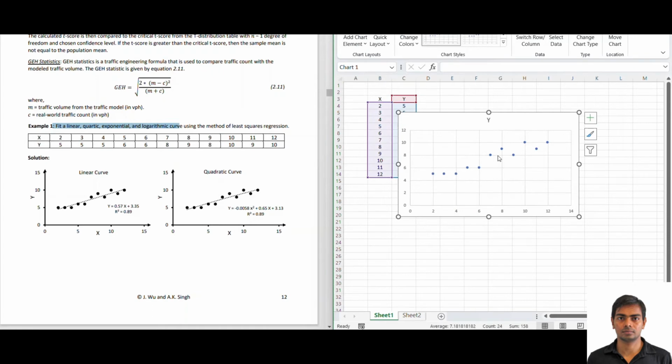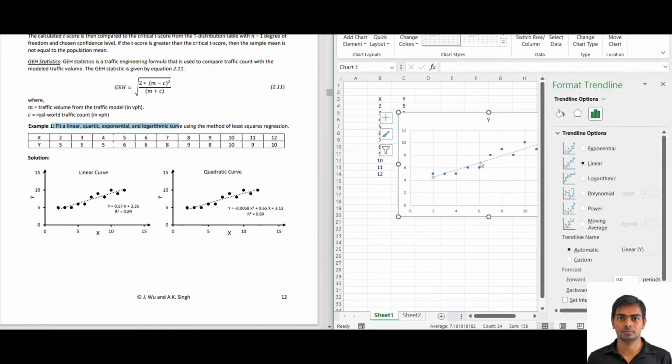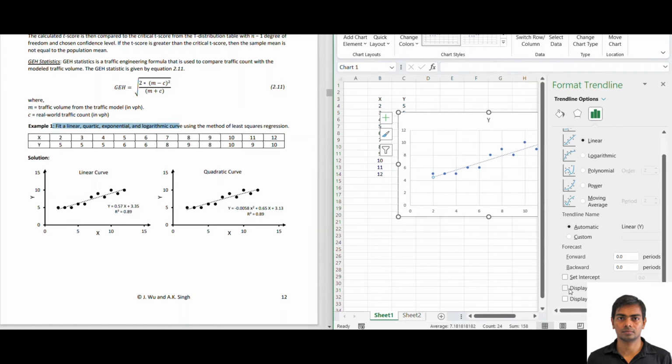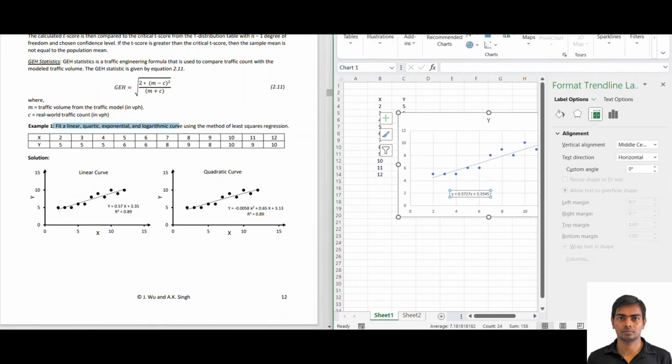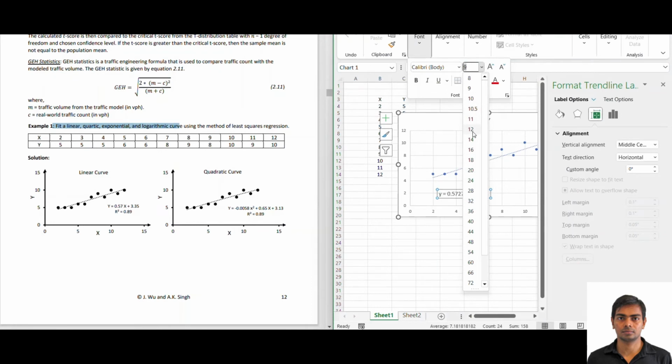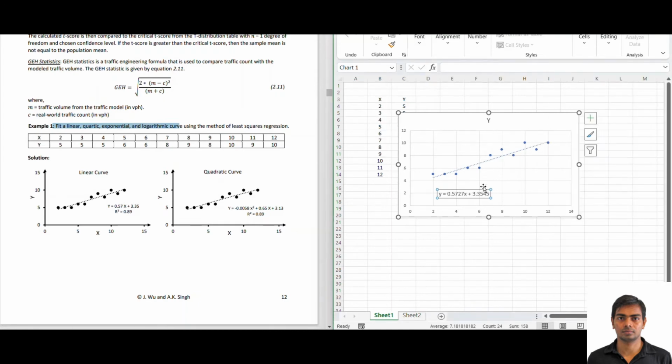Now if I want to fit a linear curve, then I can just right click on data points and add trend line. This will fit a linear curve here. Now I will put display equations on the chart, and here I got the display equations. And if I can increase the font size to, let's say, 12. Now we'll notice this equation is matching the one we have on the left hand side. So this is how the linear regression works.